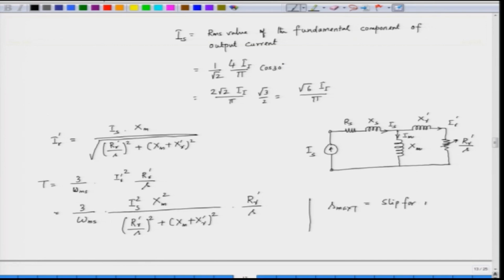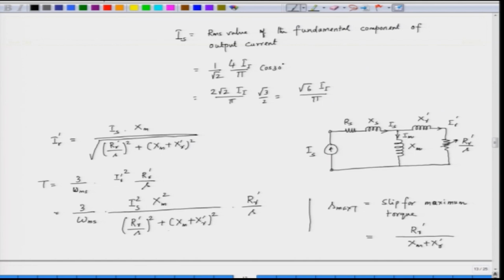S_maxT is the slip for maximum torque, that is equal to R_R prime divided by X_M plus X_R prime.